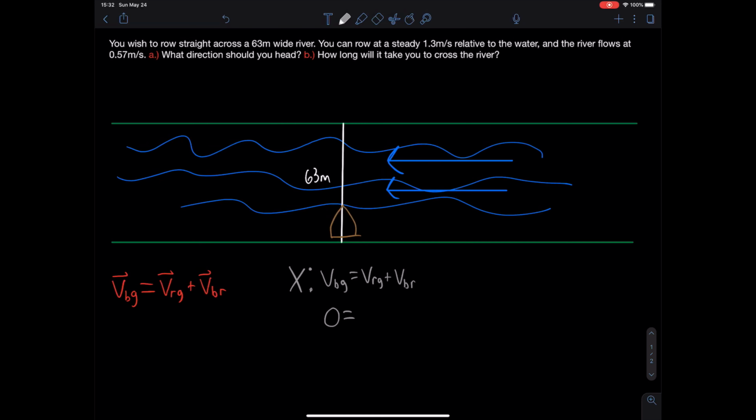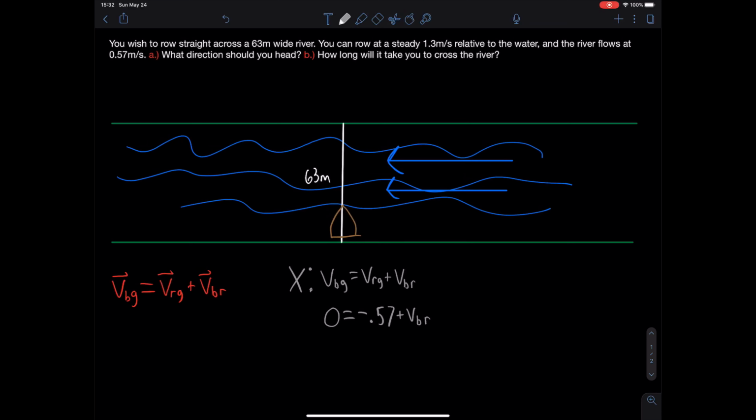We don't want to be moving left or right at all. Now, this equals the velocity of the river with respect to the ground we were given as well. It says the river flows at 0.57 meters per second, and we've chosen this leftward direction, so this is going to be negative 0.57 meters per second. And then plus the velocity of the boat relative to the river. And we can just solve for that.